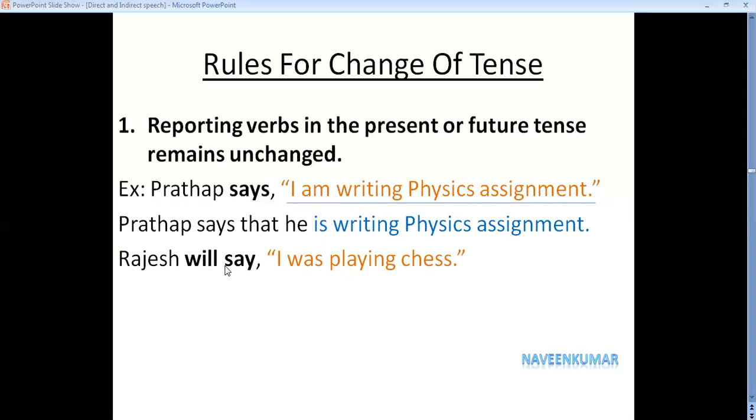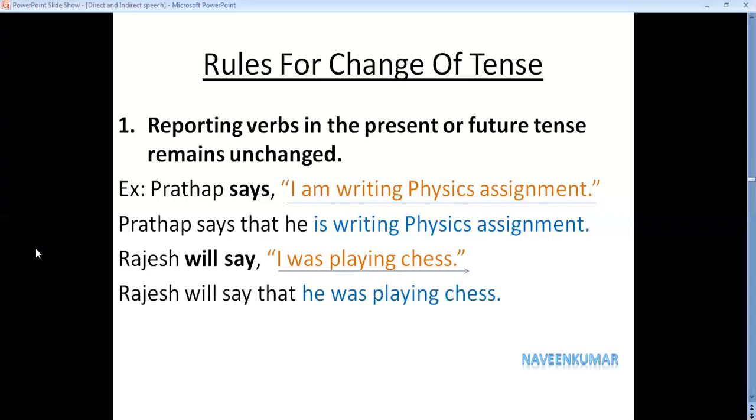So the rule tells us if the reporting verb is in present tense or in future tense, then the tense of the direct speech cannot be changed. "I was playing chess." Which tense is this? Past continuous. So the indirect speech also should be in past continuous. Rajesh will say that he was playing chess. Same, past continuous and past continuous. Both the examples are in past continuous. So this is the first rule. Remember, if the reporting verb is in present tense or in future tense, the tense of the direct speech cannot be changed. You have to keep it as it is.